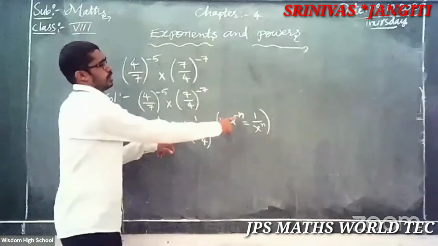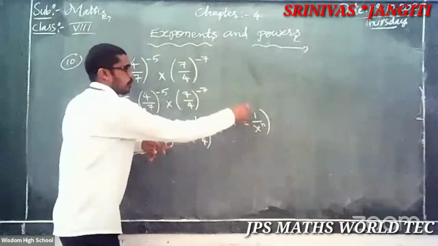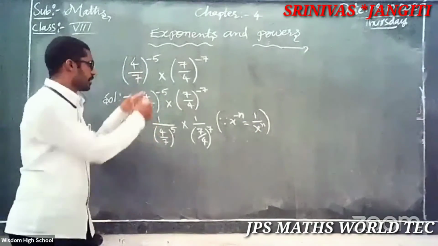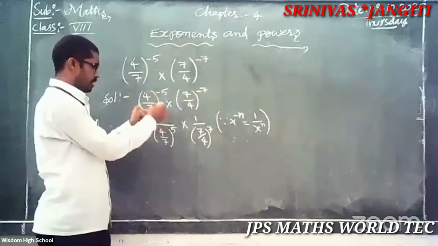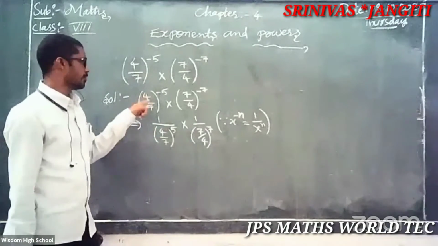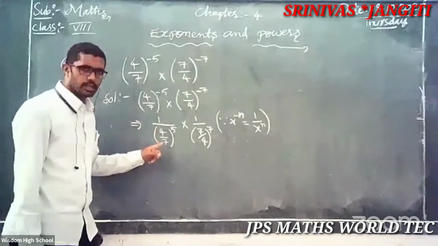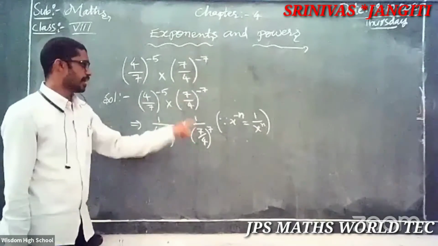How? x to the power of minus n is equal to 1 by x to the power of n. You see here, 1 by, this feels like an x to the power of minus n. So what is here? 1 by x to the power of n. So simple. So what is here? (4/7) all to the power of 5, we can also write as 1 by (4/7) all to the power of 5. Any problem here? Same manner.